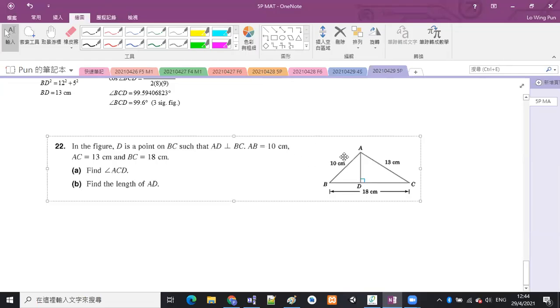D is a point on BC such that AD is perpendicular to BC. AB is 10, AC is 13, BC is 18. Find angle ACD. ACD is this angle.